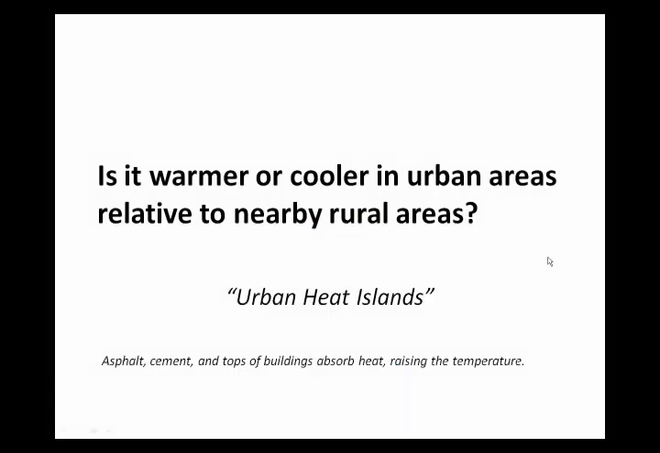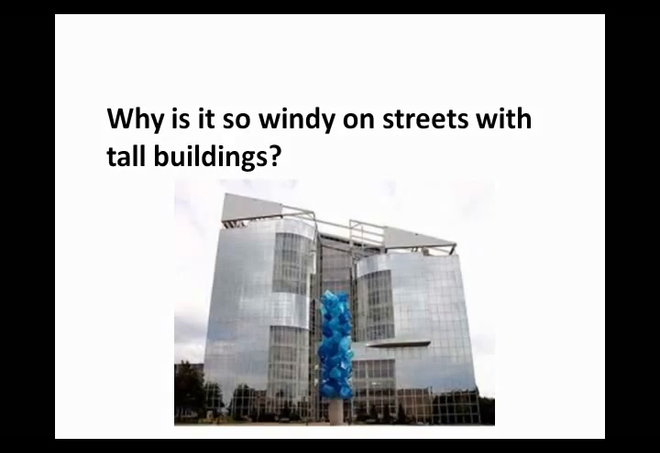And so we might ask questions like, is it warmer or cooler in urban areas relative to nearby rural areas? We call this an urban heat island because asphalt, cement, and the tops of buildings absorb heat, raising the temperature. So it's warmer in urban areas where there's lots of asphalt, lots of cement, and the tops of big buildings.